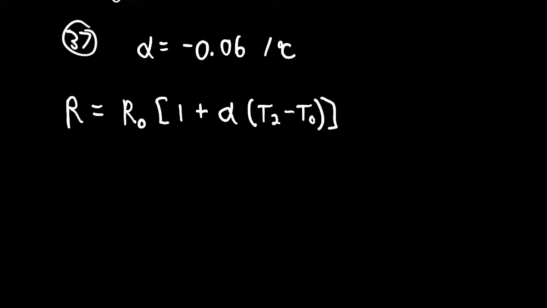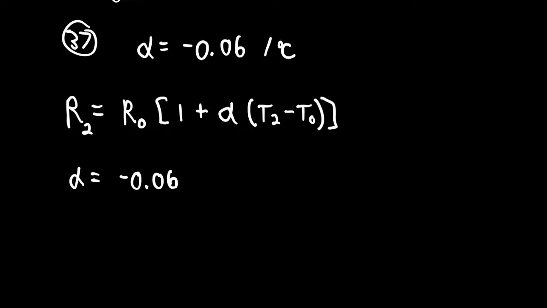And just to make these consistent, I'm going to call this R2. So this is the resistance at temperature 2. This is the resistance at some reference temperature, T0, and then we have alpha. What numbers do I know? What do I know here? What can I plug in? Do I know any of these? I know alpha. What is alpha? Minus 0.06.